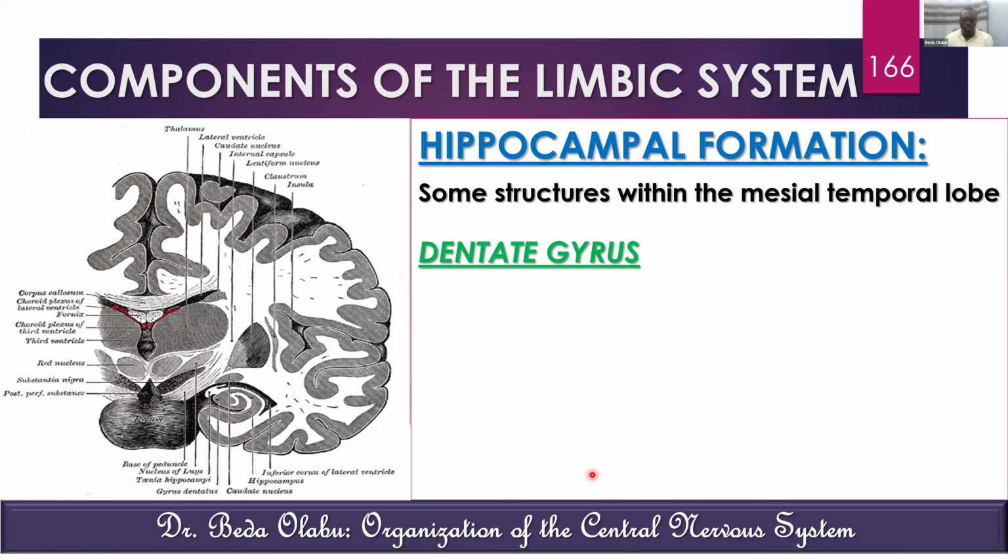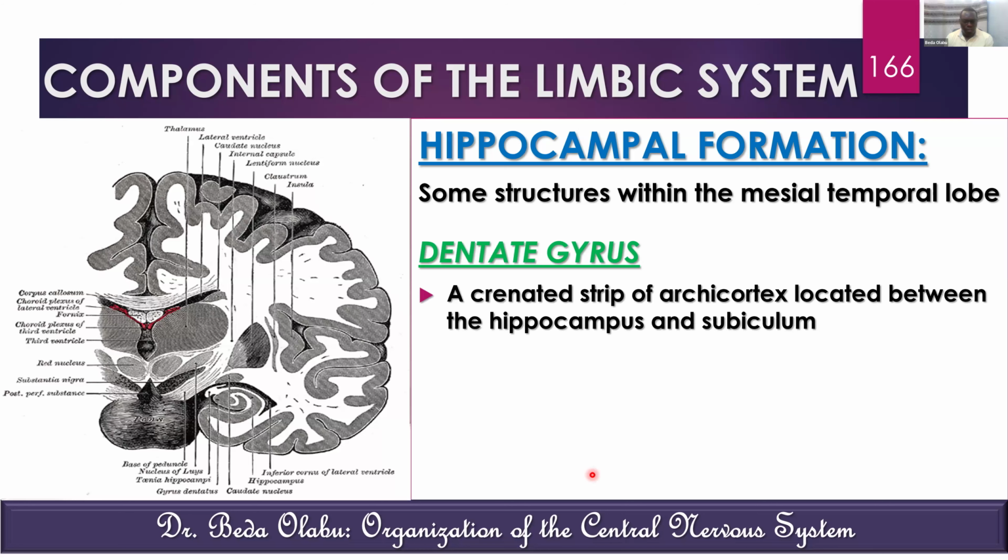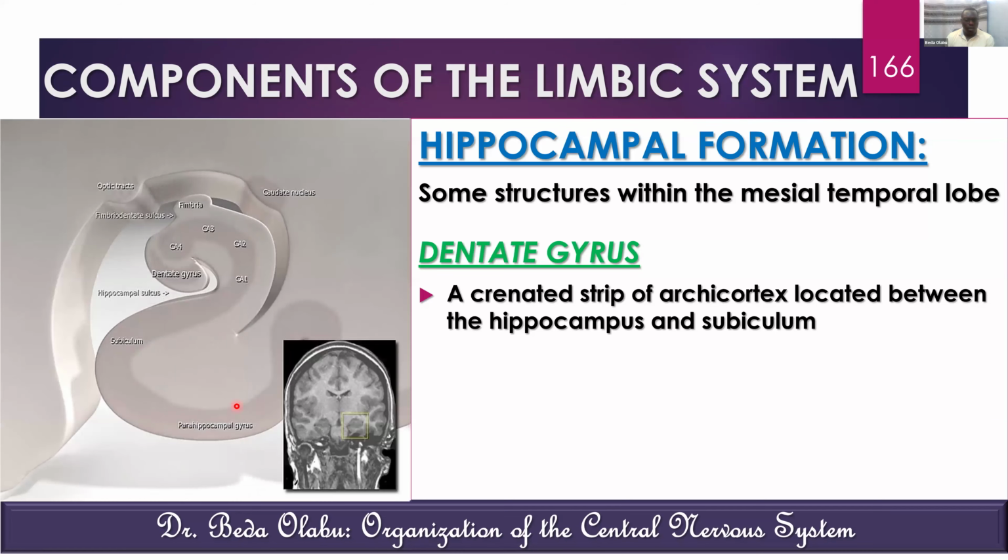The 4th component of the formation, the dentate gyrus. So remember that if you follow this, this is the entorhinal cortex, subiculum, hippocampus, then dentate. The dentate gyrus is a crenated stripe of cortex. So it's also a 3-layered cortex located between the hippocampus above and subiculum below. In this particular image, you can still see that. So subiculum below, hippocampus above. So this is the dentate gyrus.